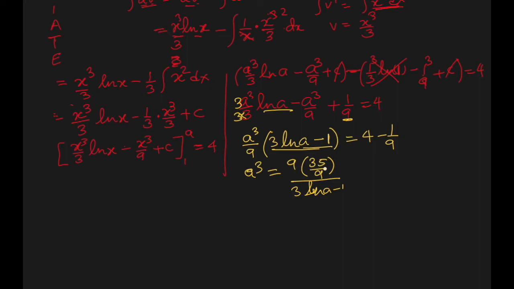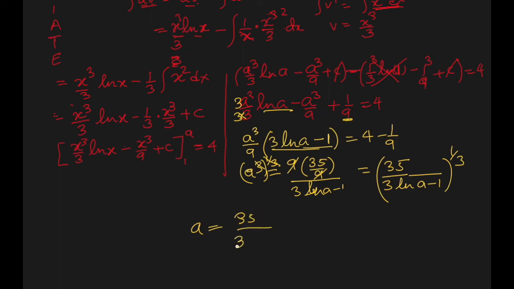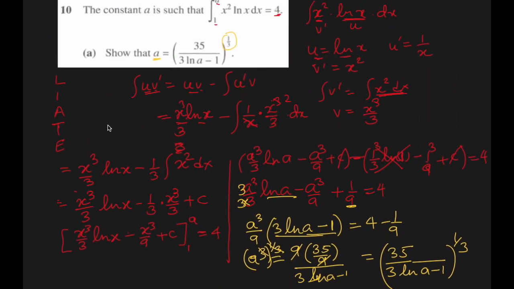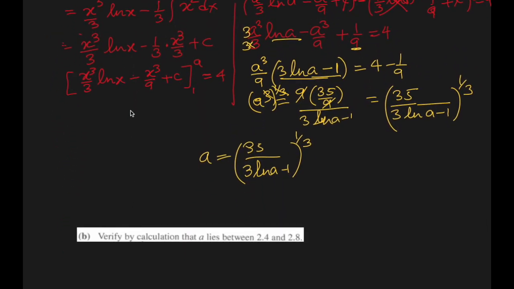Okay, so this 9 and this 9 cancel. So it is 35 over 3 ln a minus 1. Now we will cube root this by putting an exponent 1 over 3 here. Finally, because 3 and 1/3 cancel, we are left with 35 over 3 ln a minus 1, to the power 1/3. This is what we had to show. Exactly the same.